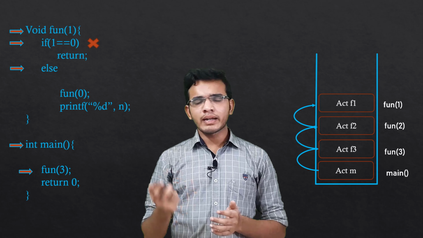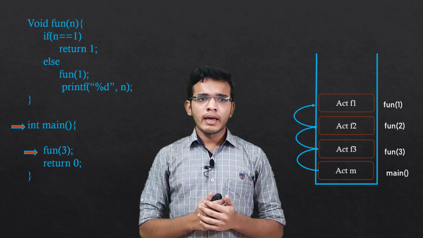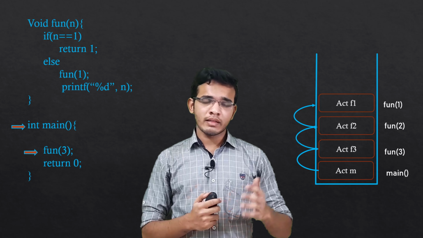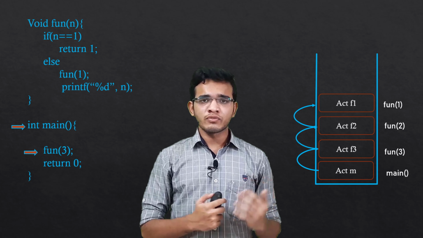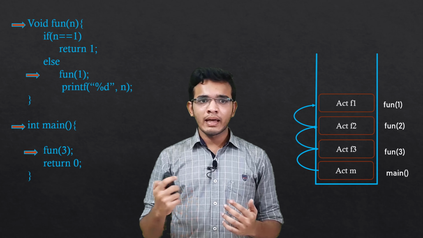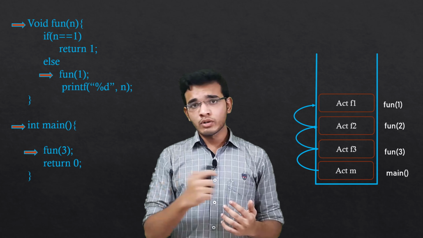Fun of 0 is called, and the fun of 0 activation record is pushed onto the stack. If 0 is equal to 0, which is true, the return statement is executed and the activation record gets popped off the stack. Here we can see there is something else after the recursive call, so we resume our execution and execute that particular line, printf %d\n. So the value 1 gets printed on the screen. Similarly fun of 2 resumes its execution and prints the value 2 on the screen. Similarly for fun of 3, it resumes its execution and prints its value, 3, on the screen.